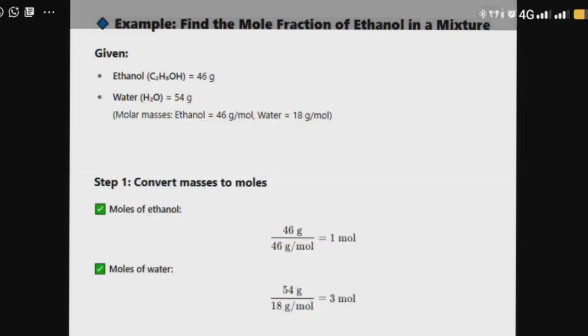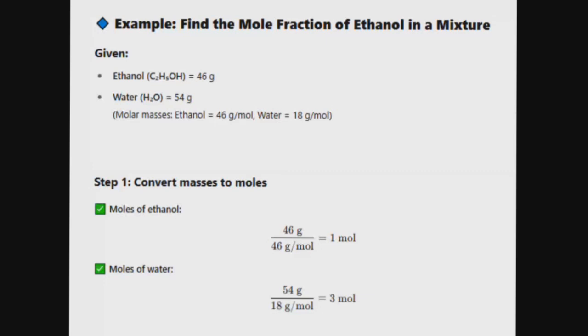C2H5OH with 46 grams as its mass, then we are given water, which is H2O, with 54 grams as its mass. And then you say that the molar mass of ethanol is 46 gram per mole, and that of water is 18 gram per mole.